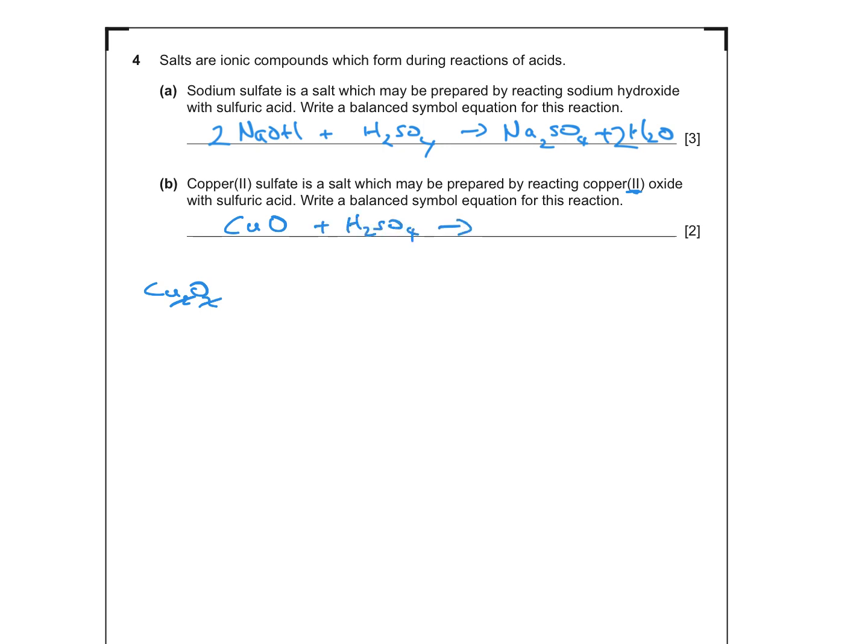Plus H2SO4. This time the copper oxide is acting as a base. And an acid plus a base gives us salt plus water. It's going to be copper sulfate and water. There are 2 marks this time, so I don't need to balance it. There's 1 mark for the left-hand side, 1 mark for the right-hand side.